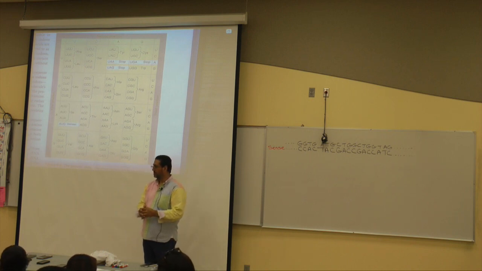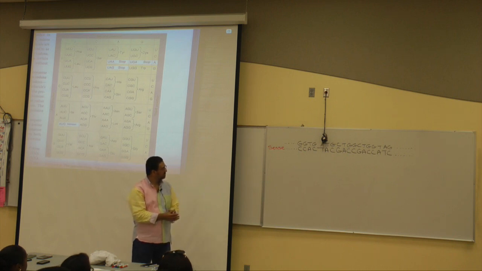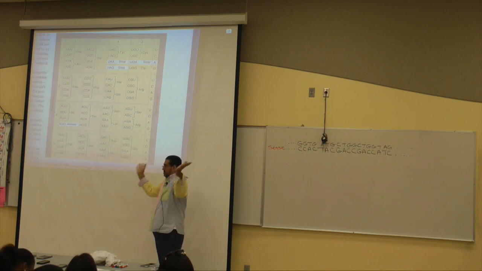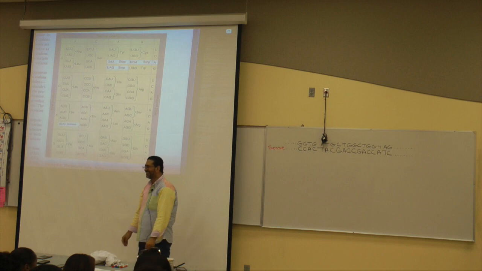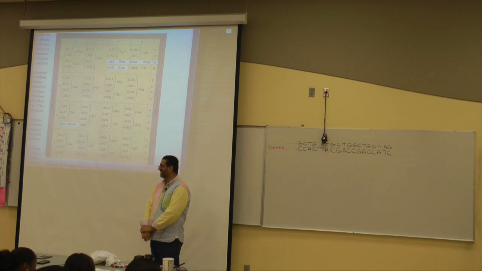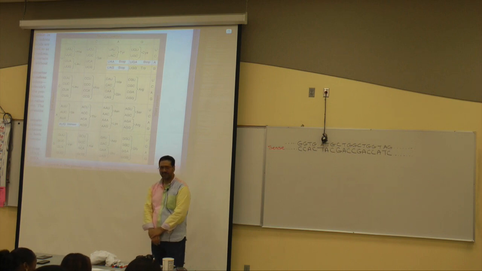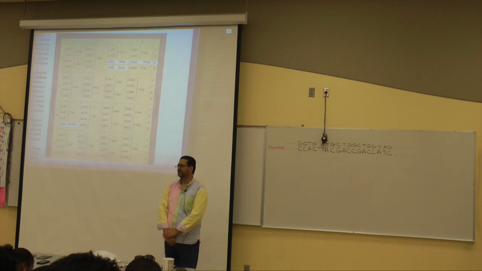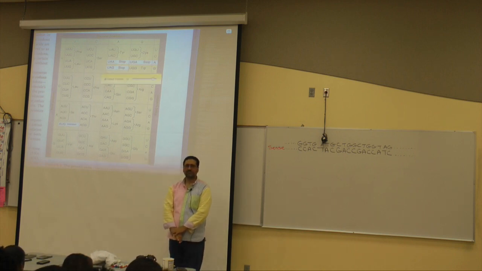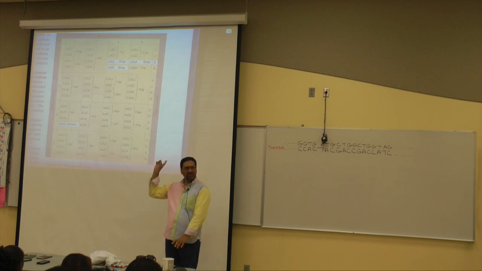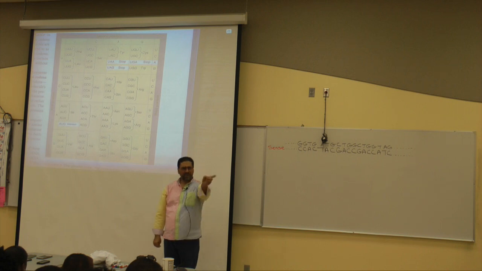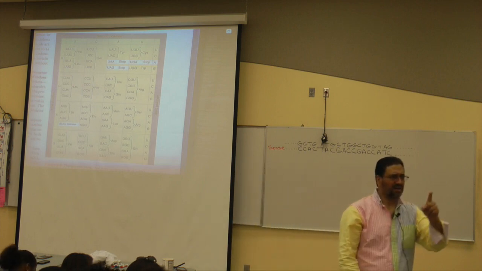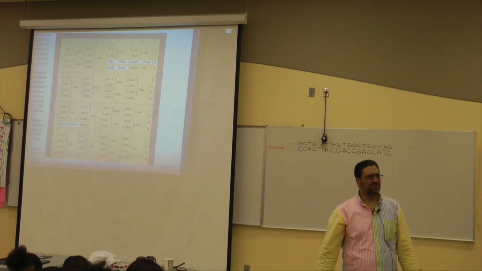Where's the AUG? Is this the RNA? What page is the chart on? This one you have is chapter 8, protein synthesis.